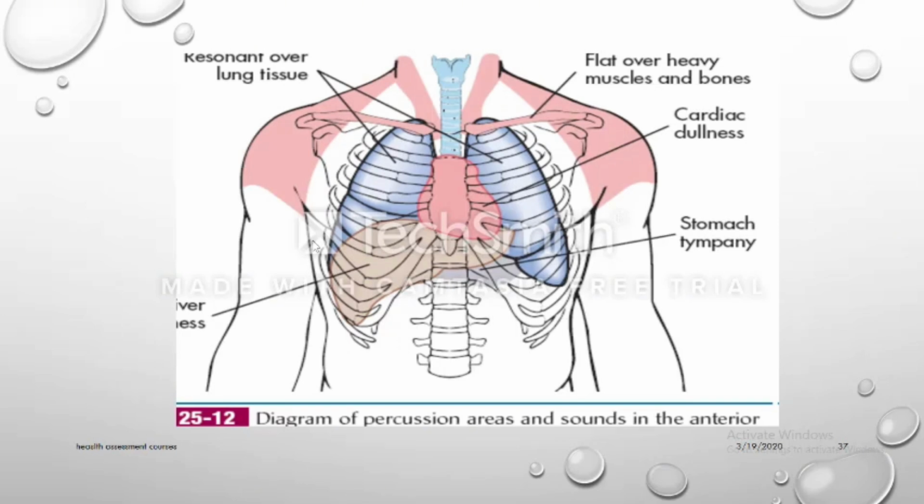من هنا نقدر نشوف من الillustration أو الfigure ده الdiaphragm of percussion areas and sounds in the anterior. الstomach percussion area ده tympany، الliver dullness، عند الcardiac بيبقى dull برضو زي ما قلنا قبل كده، وفوق الclavicle بيبقى flat sound due to percussion، والresonant over lung tissue بسمع الresonant طبعا عشان مرور الهواء.